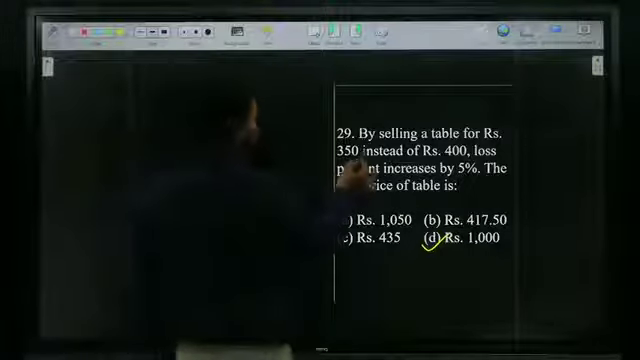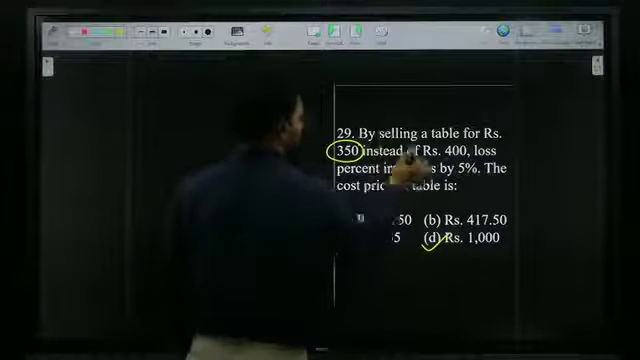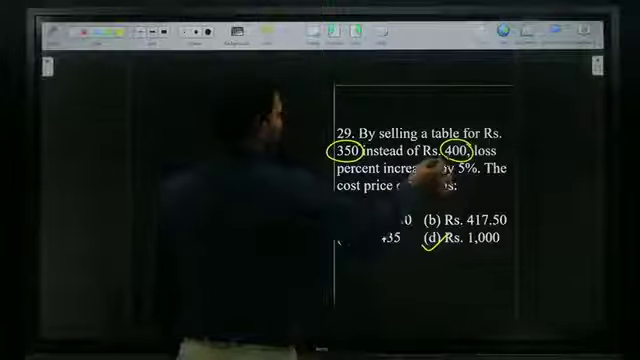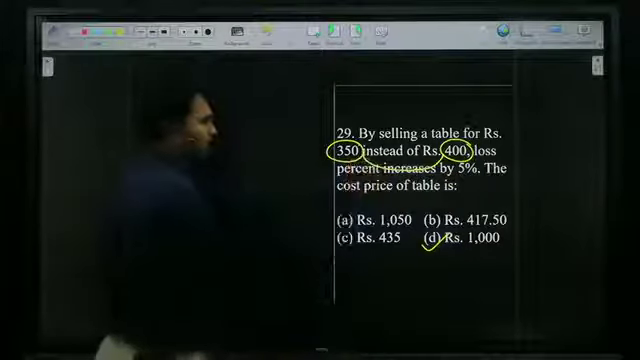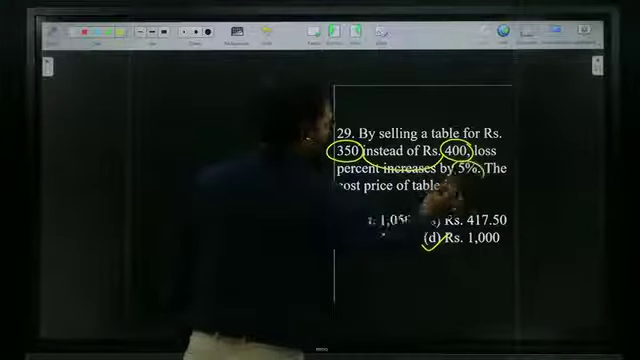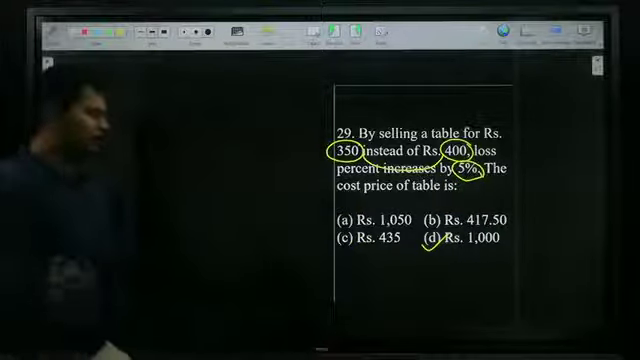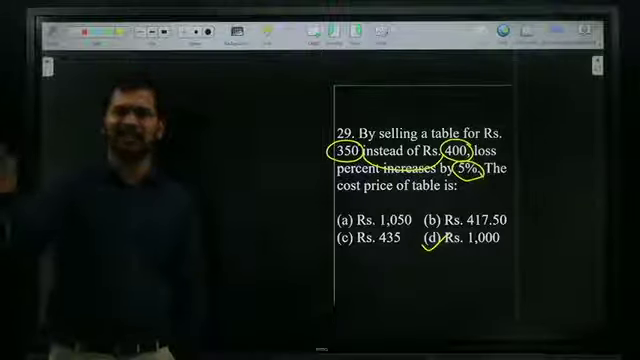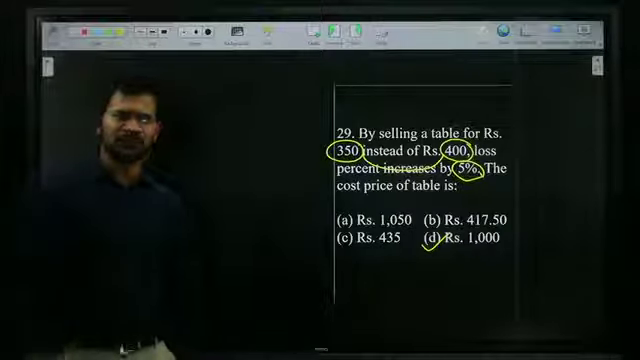So here, that is the straight question. 350 instead of 400. The difference is how much? 50. Due to 50 only, 5% increases. 5% is nothing but 50. 100% is how much? 1000. Your answer is 1000.